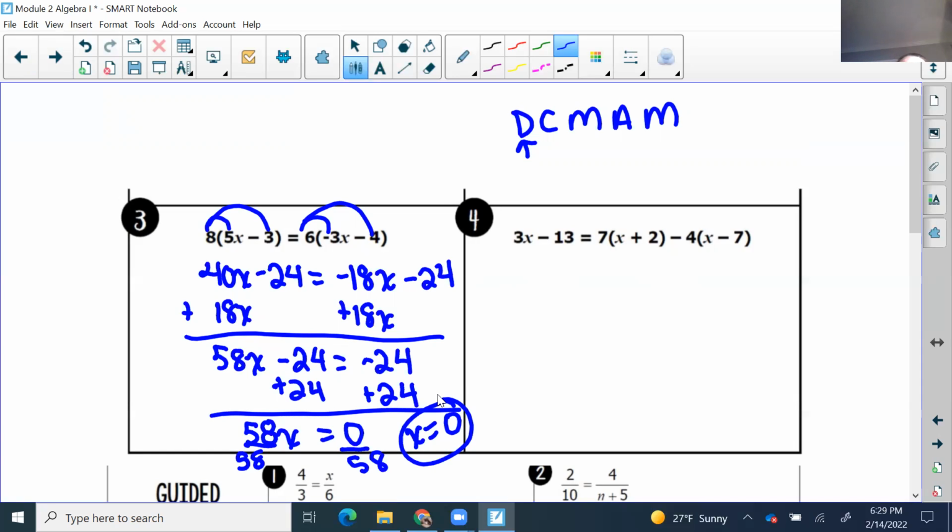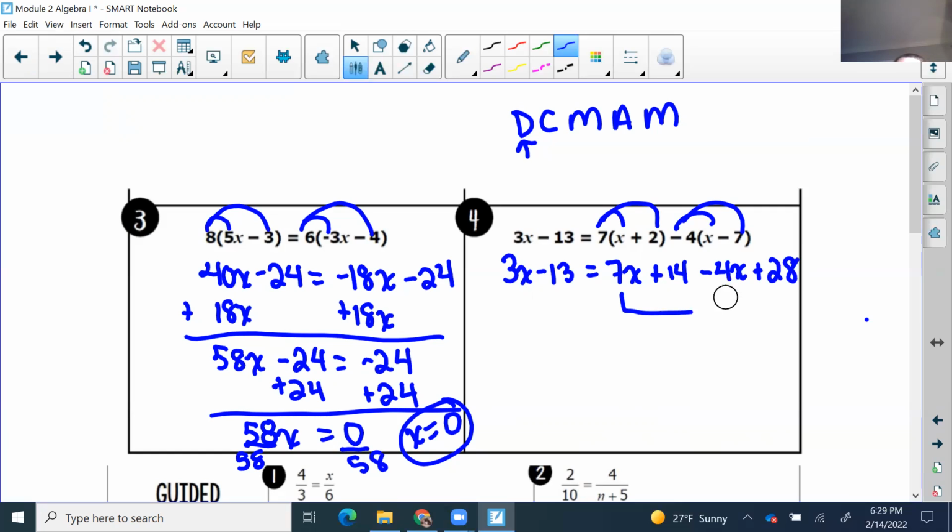So once again, we're going to distribute. Now we have two things that we're going to distribute to here. So I have 3x minus 13 and then I get 7x plus 14 minus 4x plus 28. Okay, so then I combine like terms here.